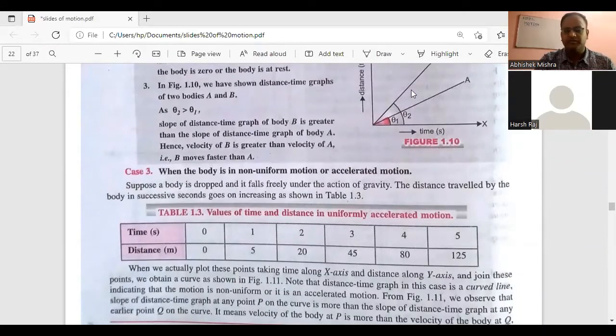Yes, Sagar. What is uniform motion? When an object covers equal distance in equal interval of time. Okay, fine. Good, Sagar.